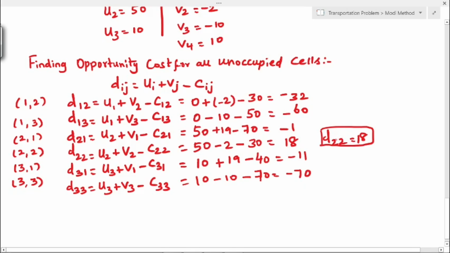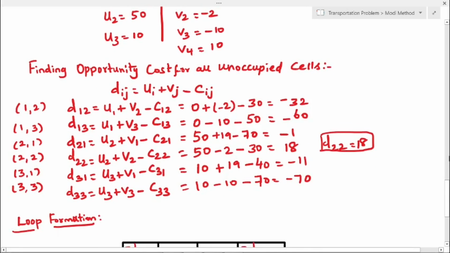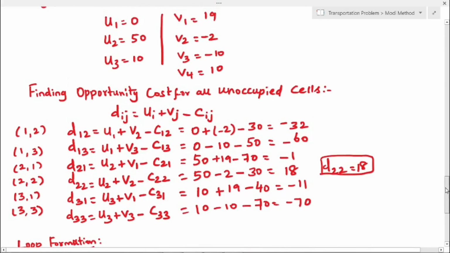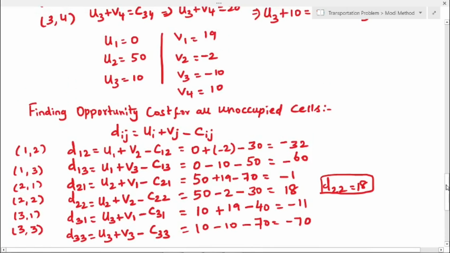So here we have not reached the optimum solution. If you get any positive value, we have to repeat the same procedure. So again you have to consider the table. In this, we have only one positive value, right? This D22 equal to 18.